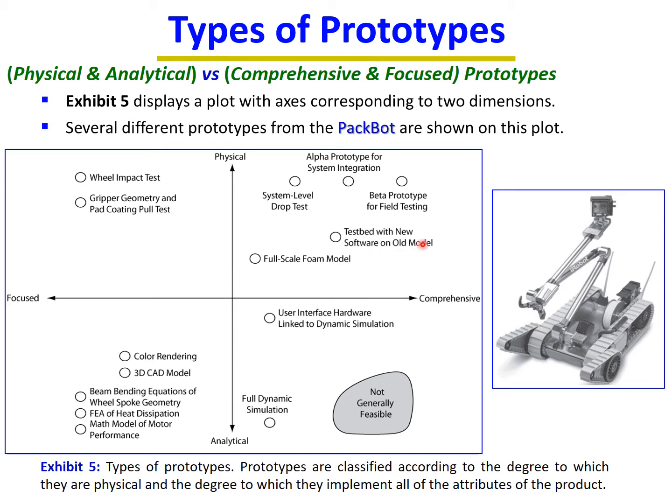Test bed with new software on old model. So you have created a prototype for testing, but you have just improved the new software. The model is the old one, and you have fitted it with new software, so you are going more towards physical. And then prototypes: system level drop test, alpha prototype for system integration, beta prototype for field testing. So now you are going very physical, and you are going from small level testing to big level testing to lots of testing. So you are going towards comprehensive, right?